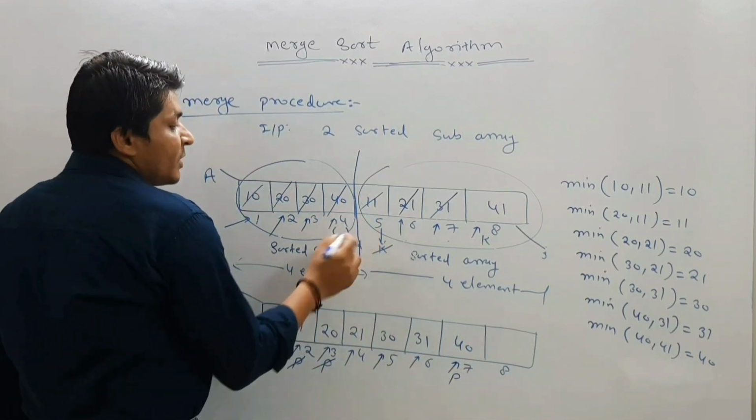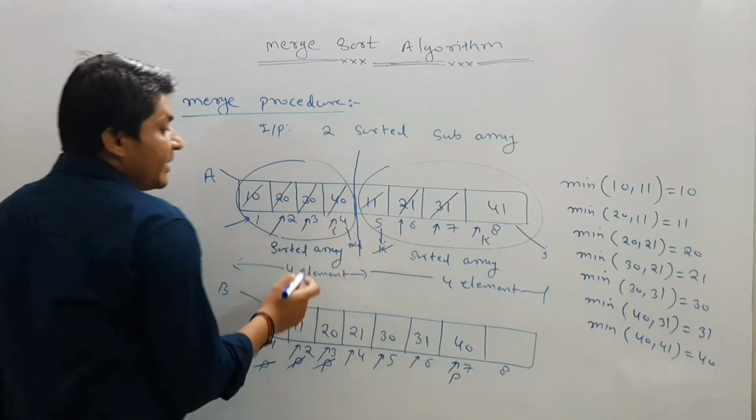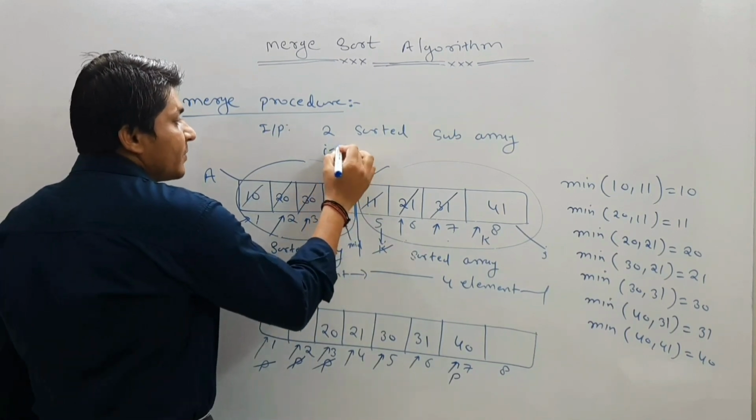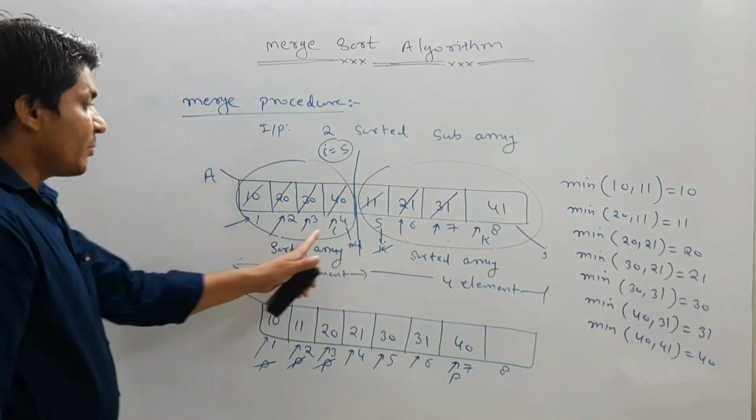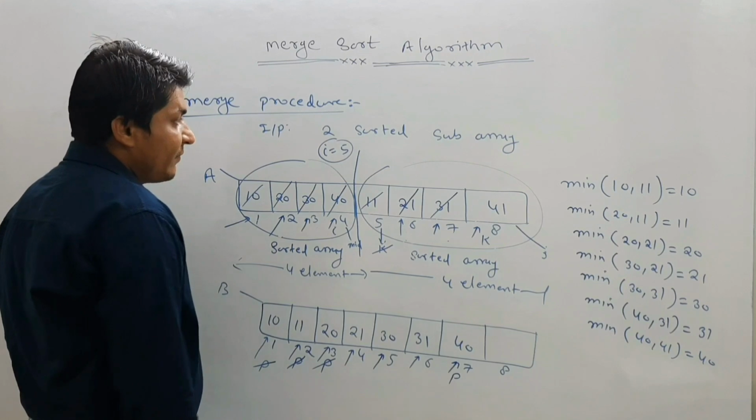Now i is pointing to the fourth location, and we have already copied it, so i will be incremented. Now i will become 5. Correct? i will become 5 because you have already copied, so you are going to increment i.